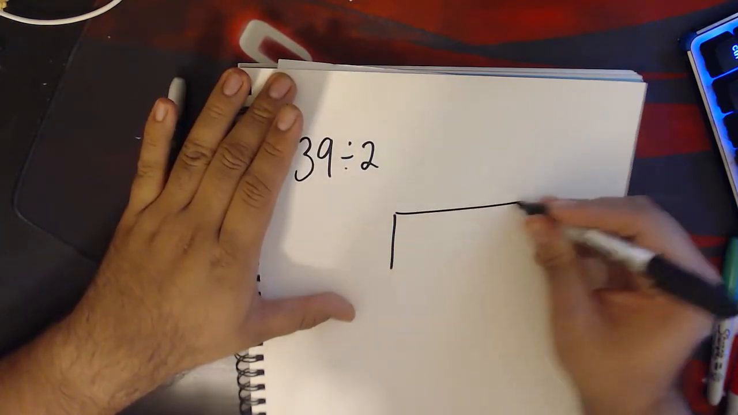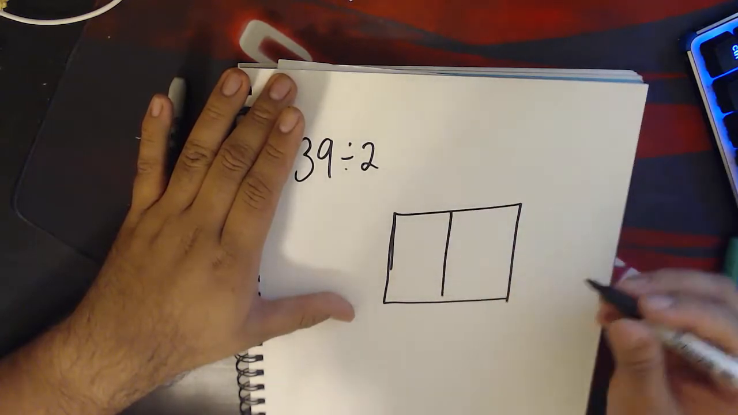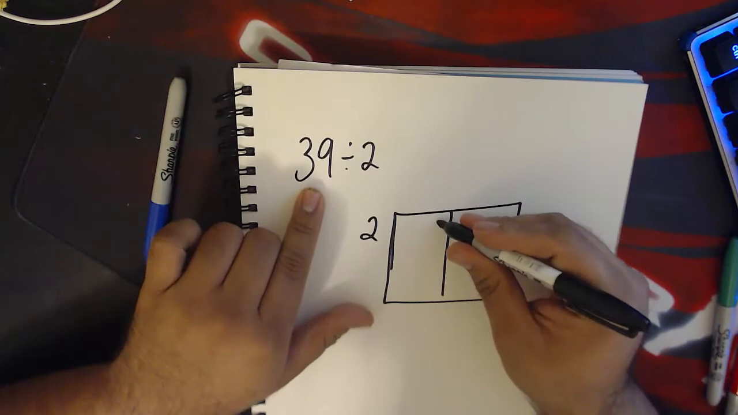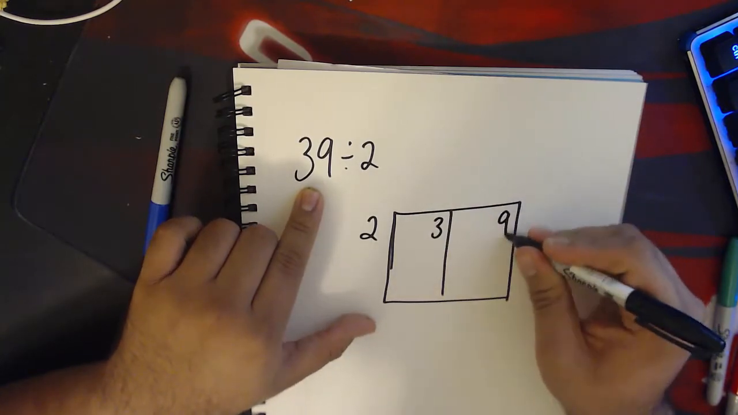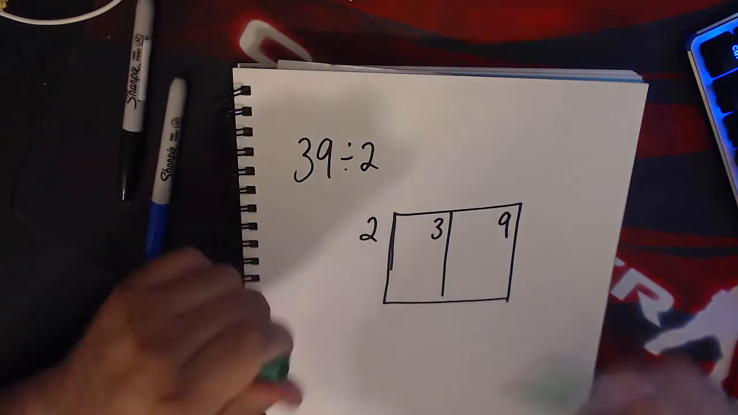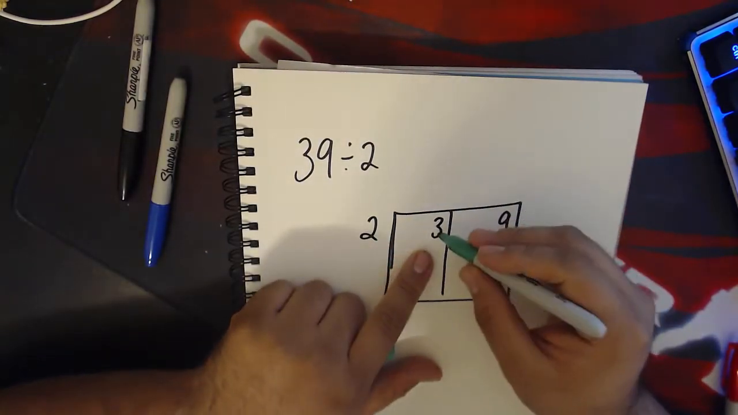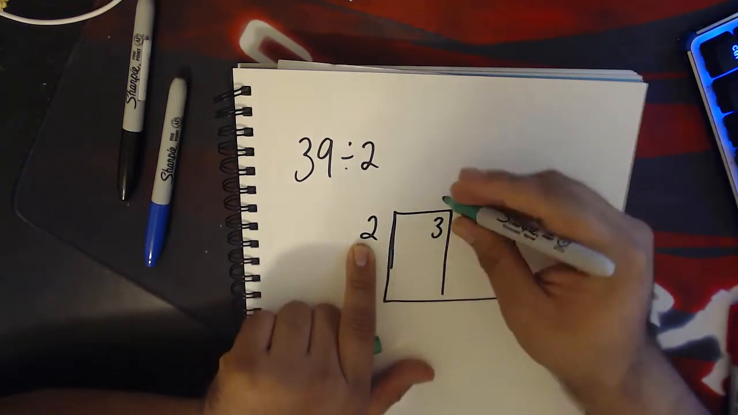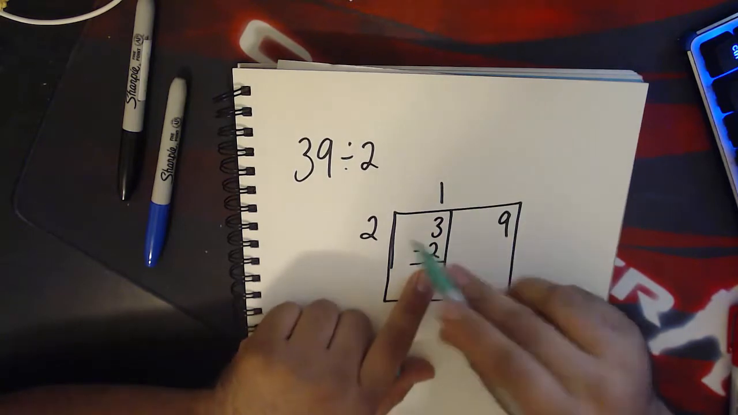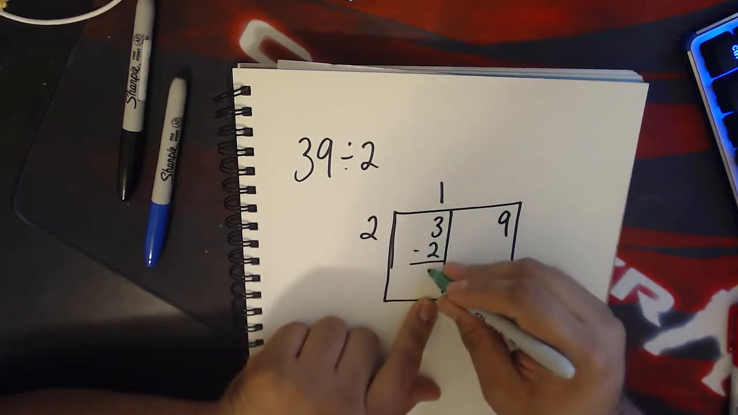Let's go ahead and build 2 boxes. So this is 1 box. There's 2 boxes. Now I'm going to set up my problem. My divisor goes on the outside. My dividend goes on the inside. There's my 3, and there's my 9. Now, my first step for this method is, can 2 go into 3? Yes, it can. Not evenly, not correctly, but 2 times 1 is 2. Notice that that's where my 2 goes. 2 times 1 is 2. 3 minus 2 is 1.